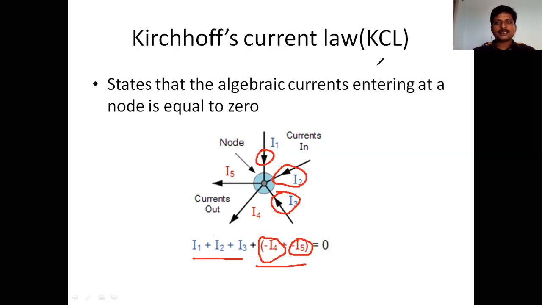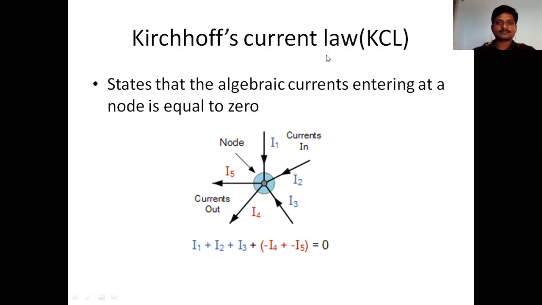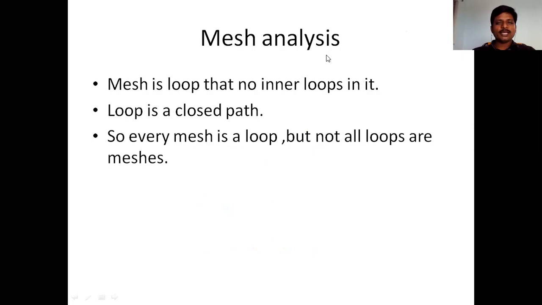Therefore, the expression can be written like this: I1 plus I2 plus I3 minus I4 minus I5 is equal to 0. So that is called Kirchhoff's current law. And this law is also very helpful while we are doing problems. So remember Ohm's law, KVL and KCL. Next, we will be looking into mesh analysis.